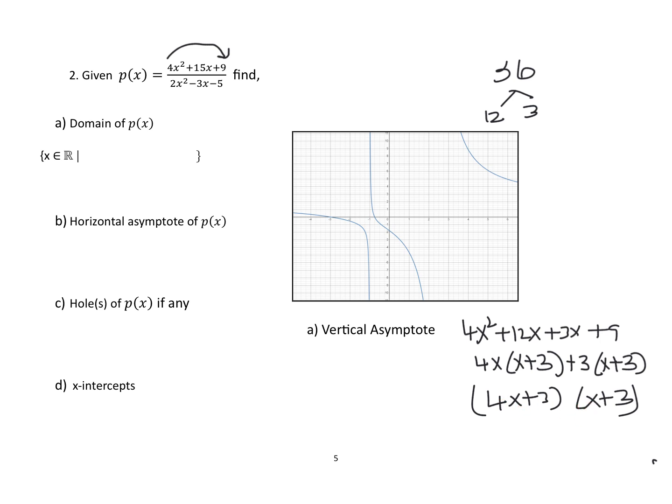So I'm going to write them here. I have 4x plus 3, and the other one is x plus 3. Okay, and for the denominator, I already factored this one out the same way as I did the other one, and the other factor is 2x minus 5.